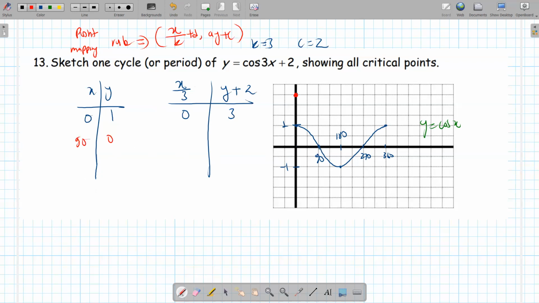The next point is 90, 0. 90 over 3 is 30. 0 plus 2 is 2. So 30 and 2. Somewhere there is our next point.